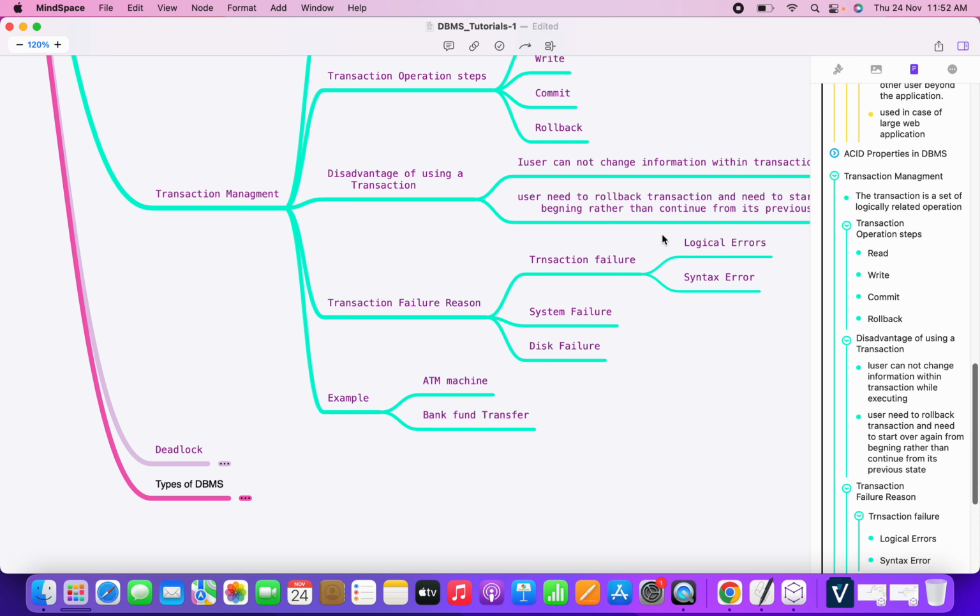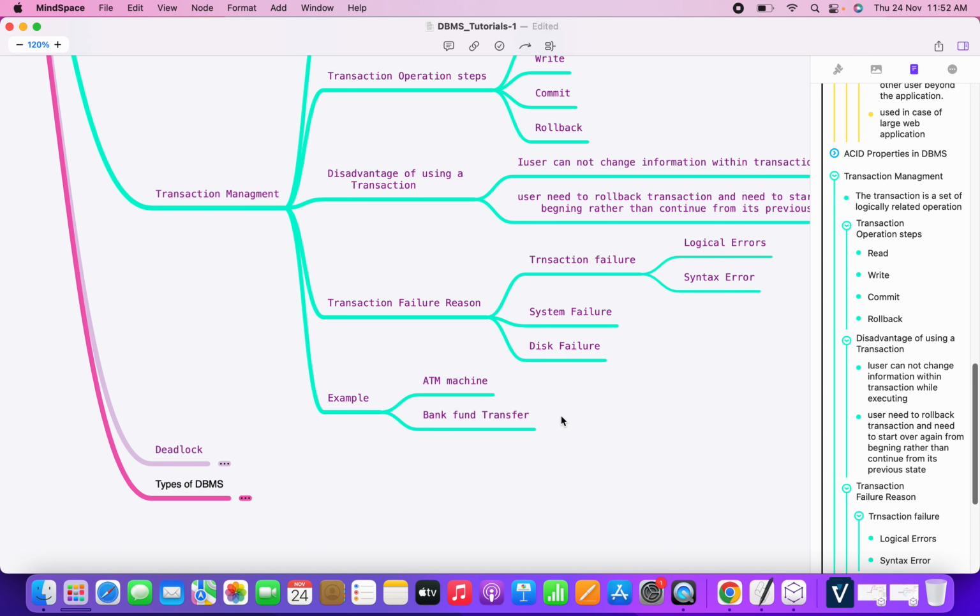The second example is a bank fund transfer. There is account A and account B, and we need to transfer 5,000 rupees from account A to account B. What are the operations involved here? First it checks whether you have a valid account and enough balance in your account so that you can transfer the funds. So it will read. Let's say there is enough, 5,000 rupees in the account. Now the amount is going to be withdrawn from account A, and deposited.